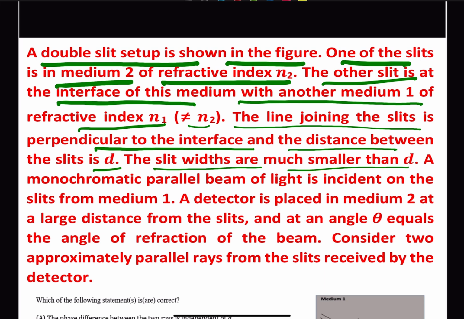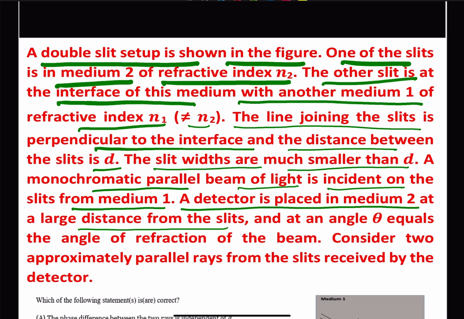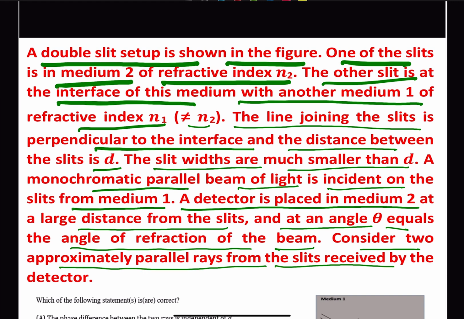A monochromatic parallel beam of light is incident on the slits from medium 1. A detector is placed in medium 2 at a large distance from the slits and at an angle of theta equal to the angle of refraction of the beam. Consider two approximately parallel rays from the slits received by the detector.